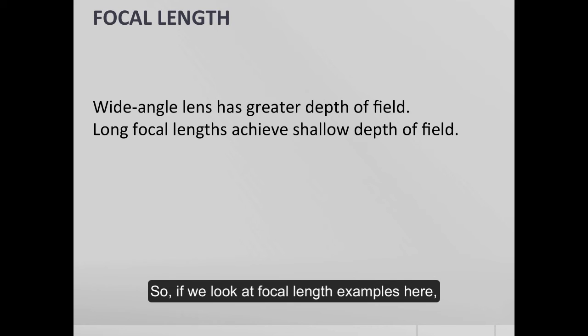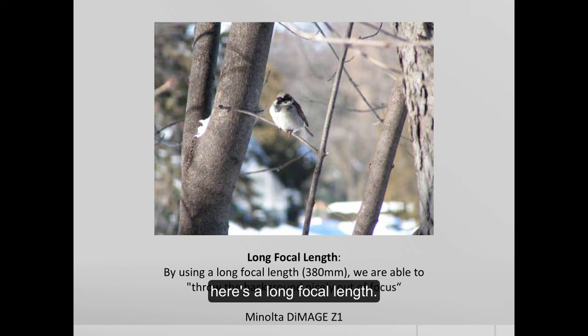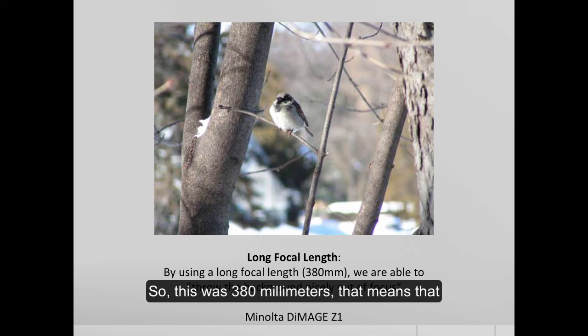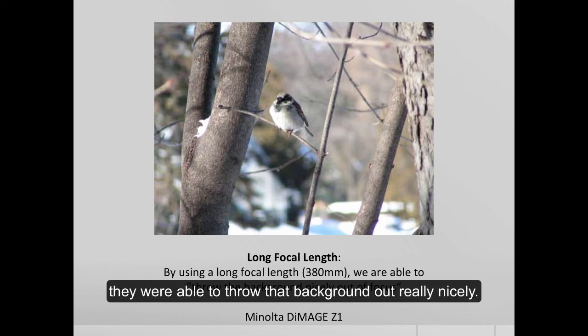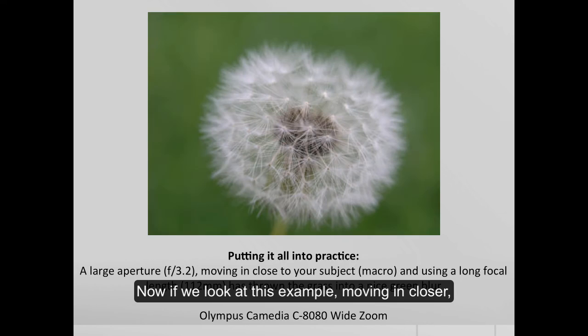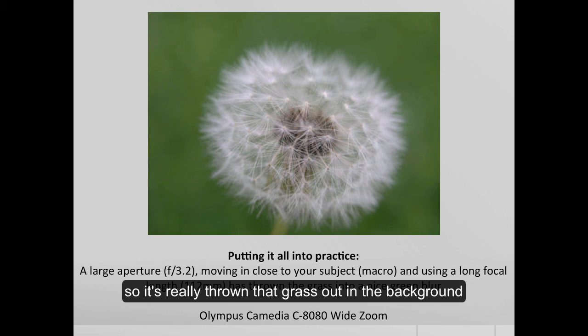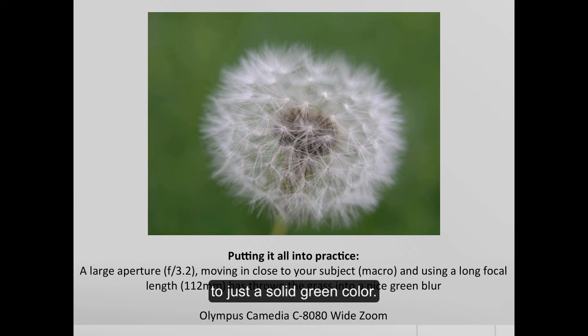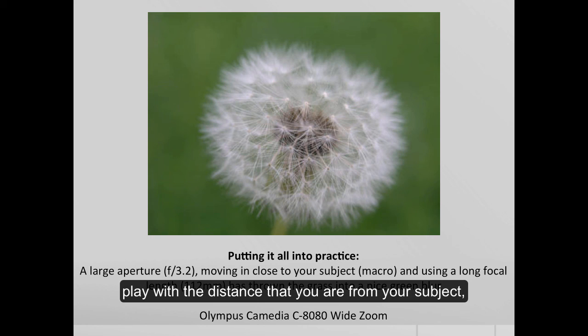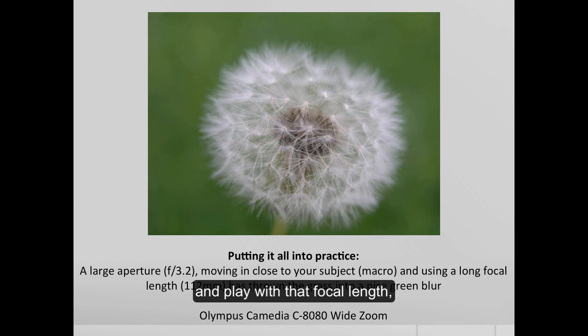So if we look at focal length examples here, here's a long focal length. So this was 380 millimeters. That means that they were able to throw that background out really nicely. Now if we look at this example, moving in closer, it's still 112 millimeters, but they moved in close. So it's really thrown that grass out in the background to just a solid green color. So play with your aperture if you've got a portrait or landscape mode. Play with the distance that you are from your subject, and play with that focal length if you have that capability.